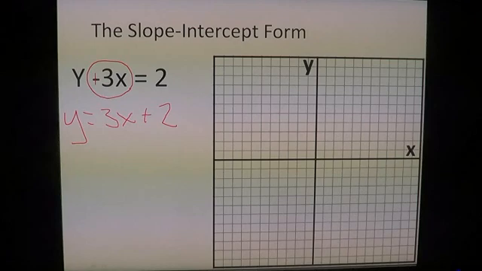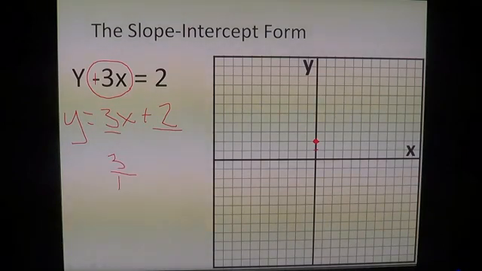Now, I know that the slope of my line is going to be 3, and I know that I'm going to cross the y-axis at 2. So I come over here, that's 1, that's 2. There's where I cross the y-axis, I intercept the y, and my fraction here is 3 over 1.